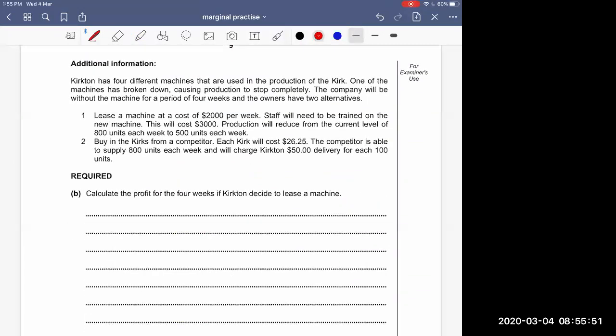Crichton has four different machines that are used in the production of the kick. One of the machines has broken down, causing the production to stop completely. Our product passes through four machines. Our product is produced using four different machines. In the middle, one of our machines broke down. That means it has completely stopped our production.